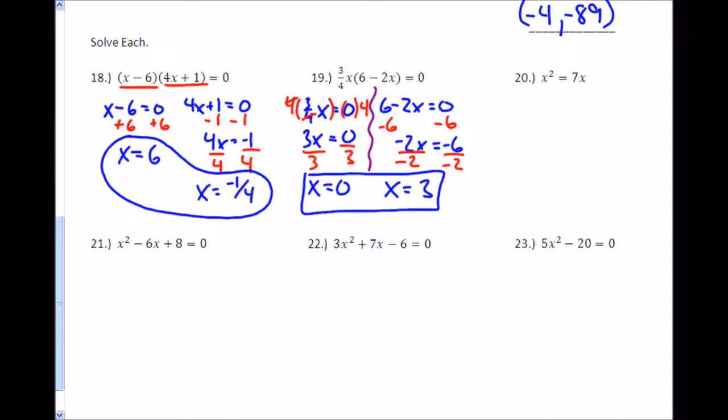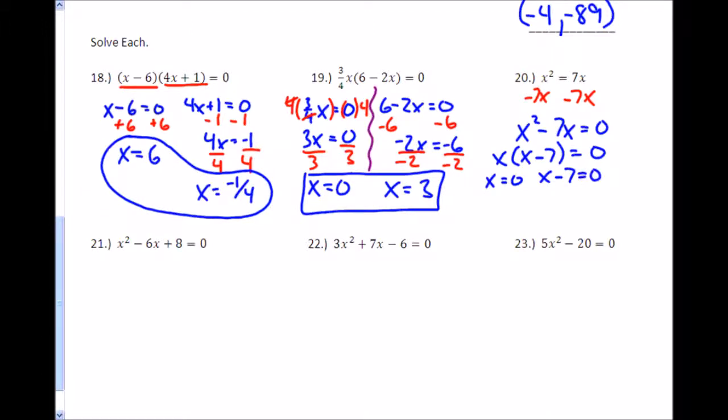In number 20, in order to use my zero factor property, the thing has to be set equal to 0 before I can factor. So I need this set equal to 0, so I'm going to subtract the 7x from each side. So that's going to give me x squared minus 7x equals 0. And now I solve by factoring. For this one, I can factor out an x, which leaves me with an x minus 7. And now I set each factor equal to 0, so either x equals 0 or x minus 7 equals 0. And I solve each. The first one, x equals 0, is already solved for x. The second piece, I just add the 7 to each side, and I find out that x equals 7. Okay, so my two answers are the 0 and the 7.